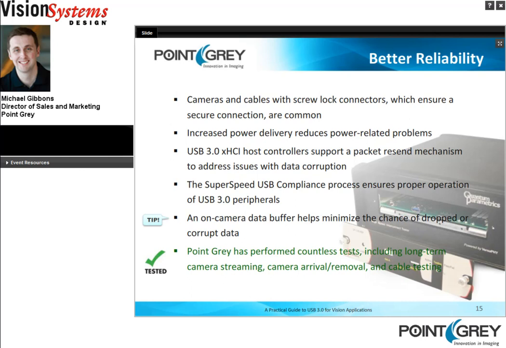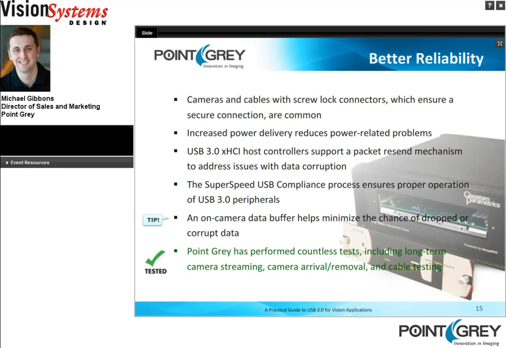USB 3.0 also provides better reliability, and there's a few reasons for that. Most of the cameras and cables you're going to see today use screw lock connectors, and this basically ensures a secure connection, right? So these are the little thumb screws that allow you to screw the cable into the camera, cable into the card, and that obviously ensures reliability.